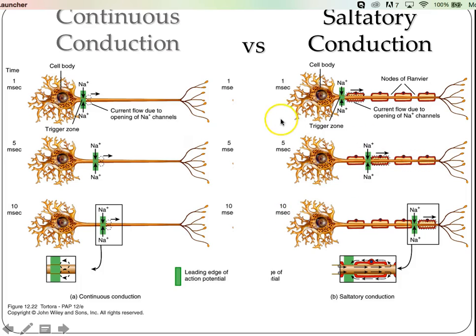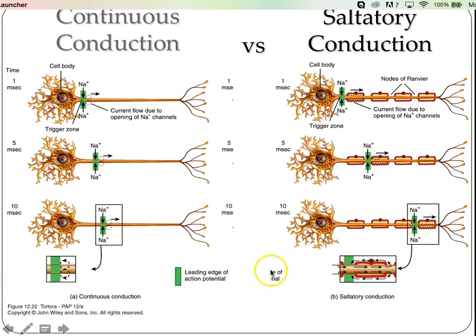What these images are trying to show you is that at 1 millisecond they all start at the same time, but by 5 milliseconds, look at where this one is versus this one. And by 10 milliseconds, in the myelinated axon, that signal is almost already all the way down to the very end of the axon, whereas in an unmyelinated axon, it's not. It's still way up here closer to the cell body.